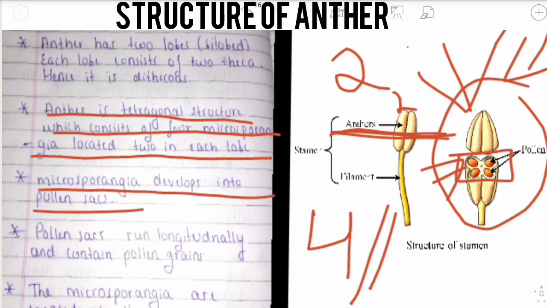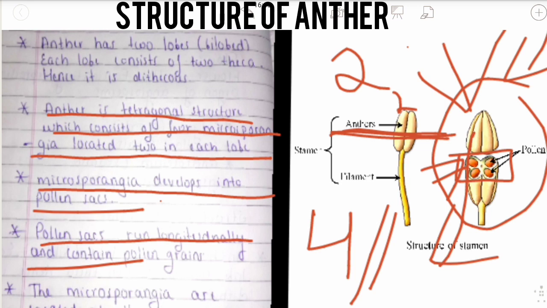Microsporangia develop into pollen sacs. Anther mainly consists of the pollen sacs, which are also known as microsporangia. Pollen sacs run longitudinally and contain pollen grains. There is a longitudinal groove where the mature or developed pollen grains come out. So it is a tetragonal structure, and the pollen sacs are filled with pollen grains. Pollen grains are formed. Now it's time to release.